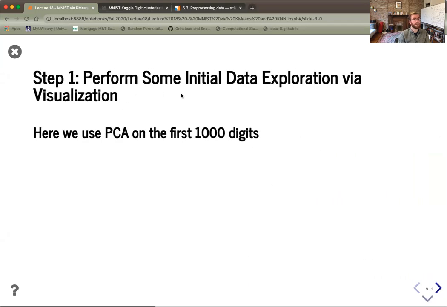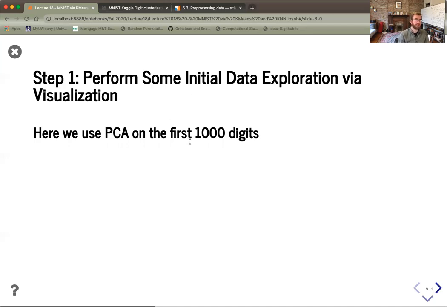All right, so let's go ahead and do our step one. Step one is going to be performing some initial data exploration via visualization. Again, as humans, one of our most important attributes is our ability to look at things and reason spatially. So if there's ever clear structure when we visualize our data, we should try to use that information when applying our methods.